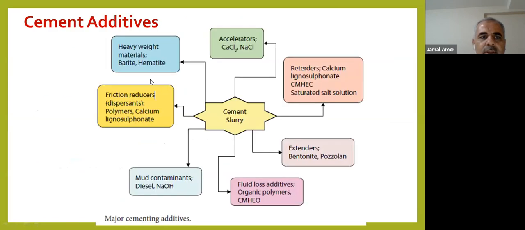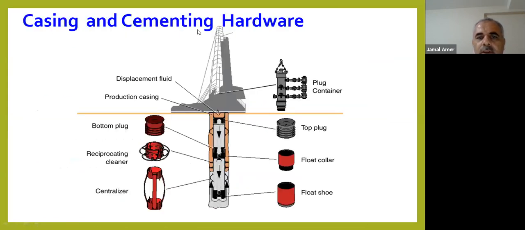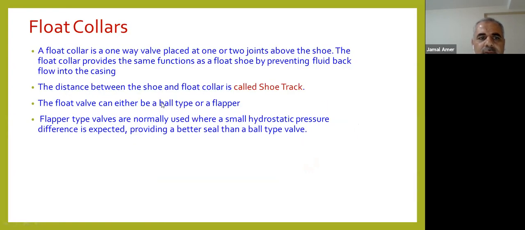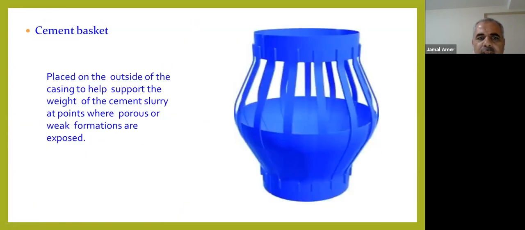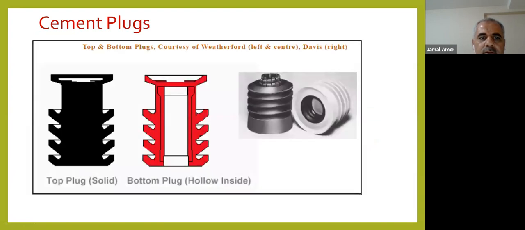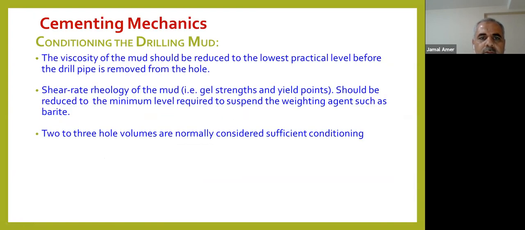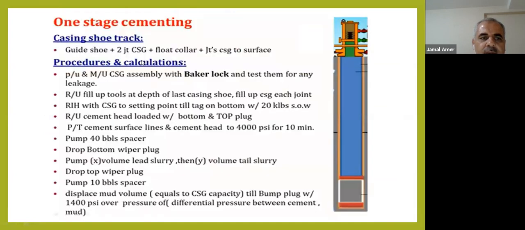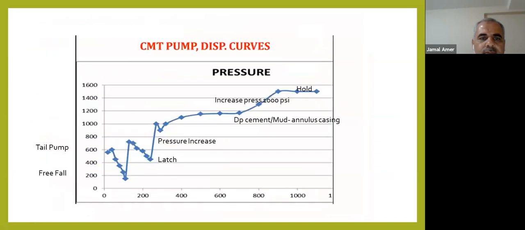All this calculation will be explained, also the main equipment or hardware of casing cementing. We'll explain all the equipment in detail. Primary cementing: what is the difference between primary cementing and secondary or squeeze cementing? This will be explained. The procedure in detail.